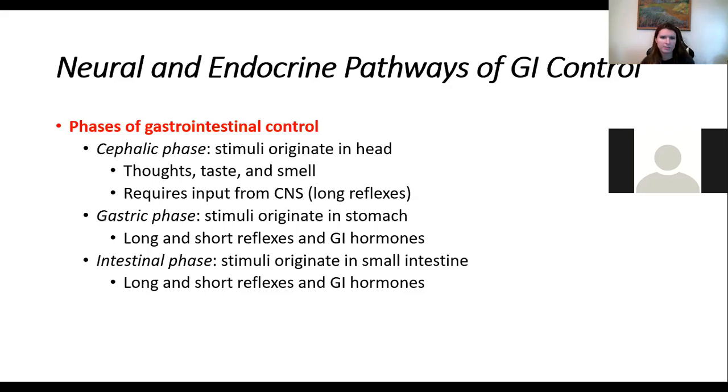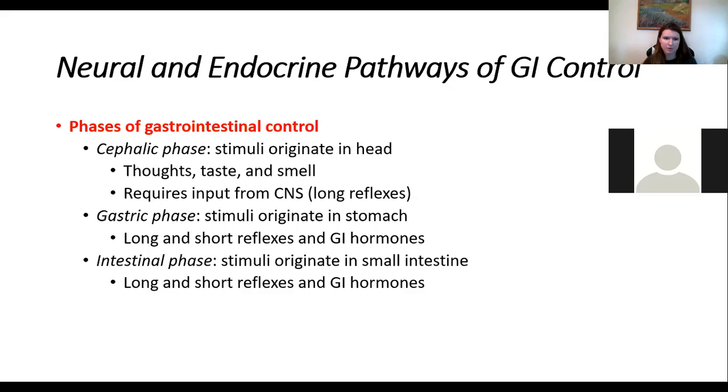Sometimes we're going to have stimuli directly in the stomach itself or in the intestines themselves that are going to create different hormones to be released, basically. So like how physically full the stomach is would create a reaction, something like that. So some of these are going to be short reflexes if it's just directly controlled. Sometimes we're going to have long reflexes because they're going to send a signal to the CNS, which would then send a signal back.